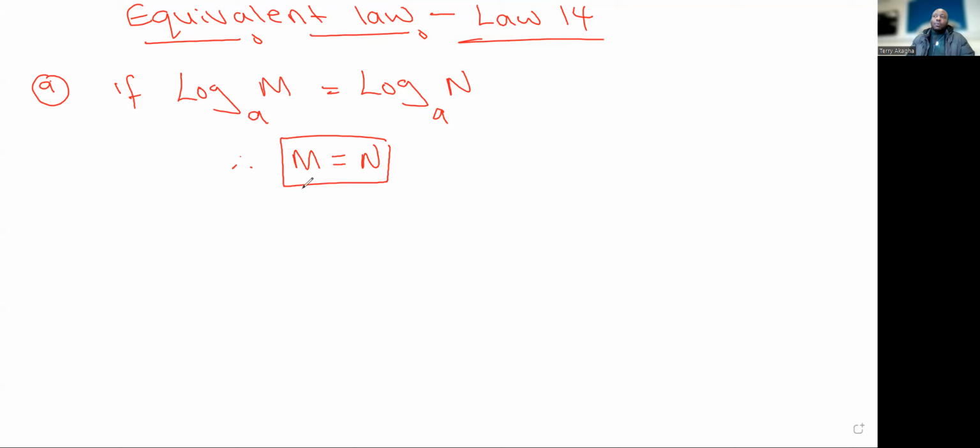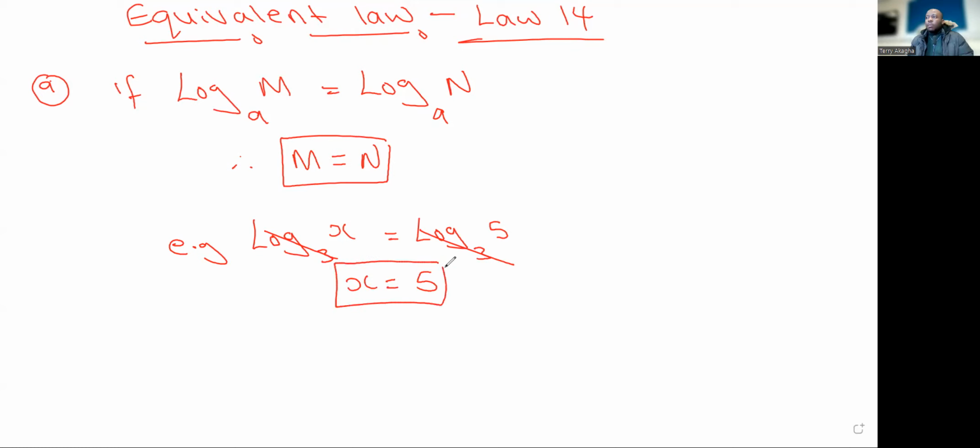So for example, if we have log 3x is equal to log 5 to base 3. What we are saying is that if they have the same base, okay, then this can cancel out. Are you seeing it? X will be equal to what?